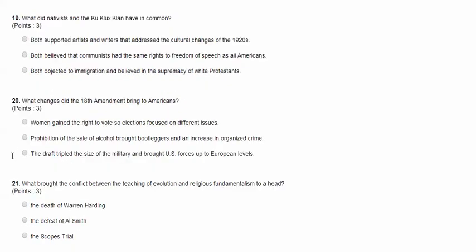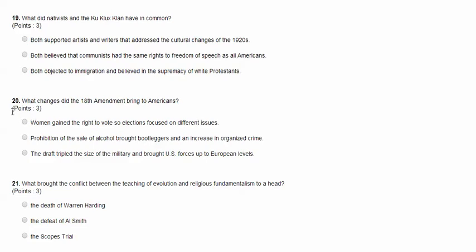Question 19. What did the nativists and the Ku Klux Klan have in common? Both supported artists and writers that addressed the cultural changes of the 1920s. Both believed that communists had the same rights to freedom and speech as all Americans. Or C, both objected to immigration and believed in the supremacy of white Protestants.